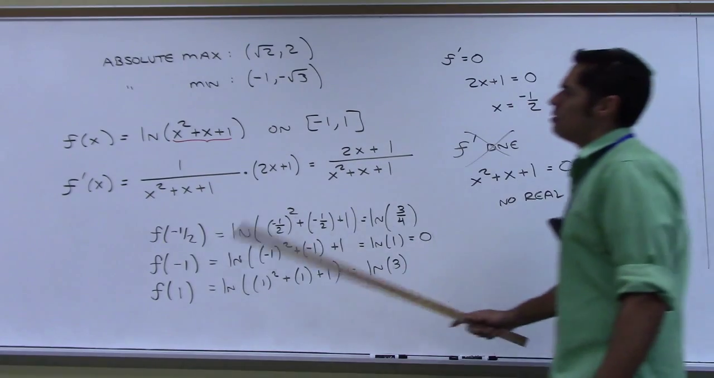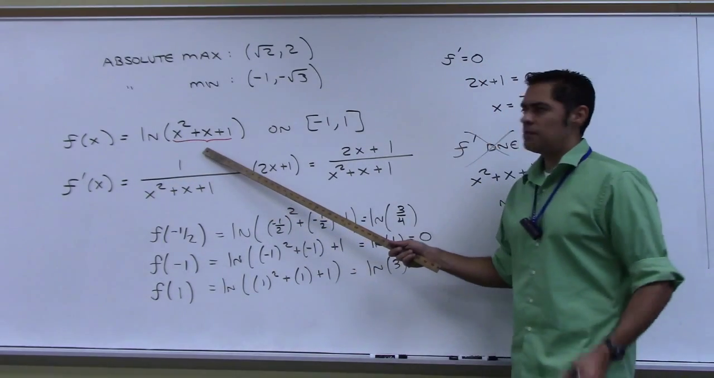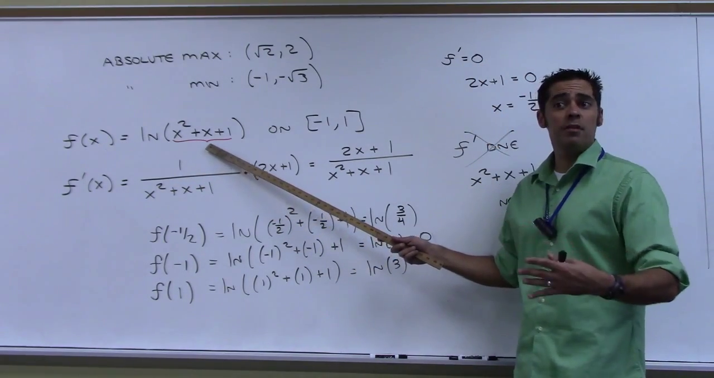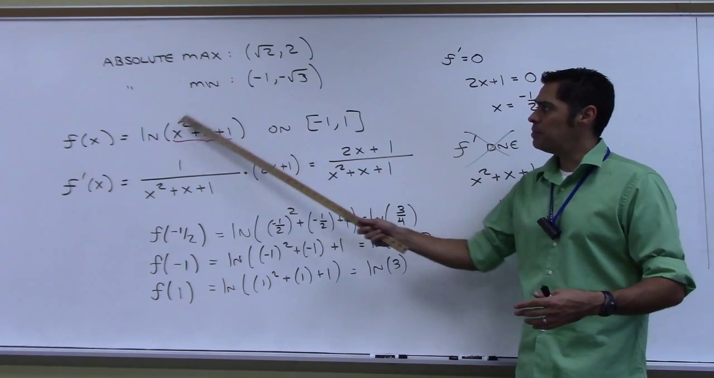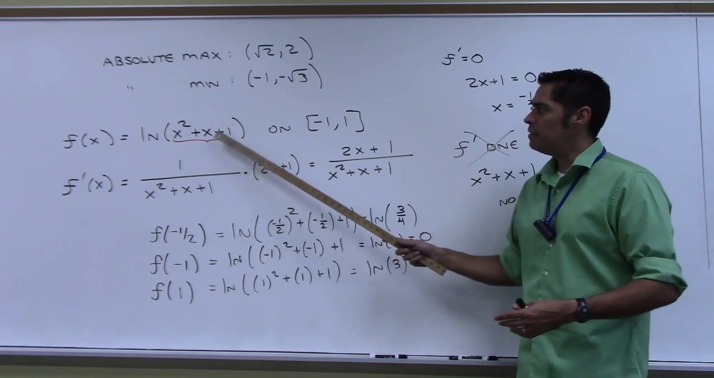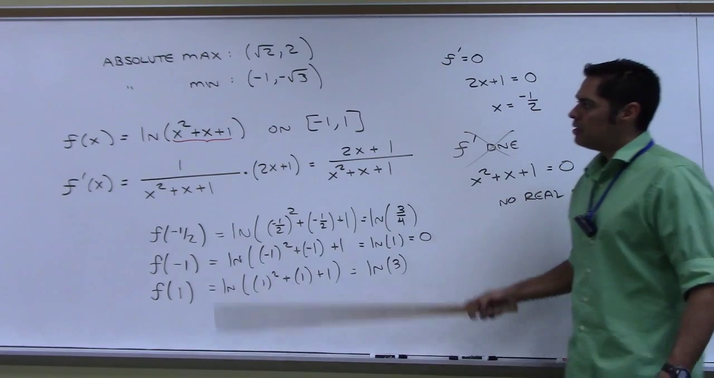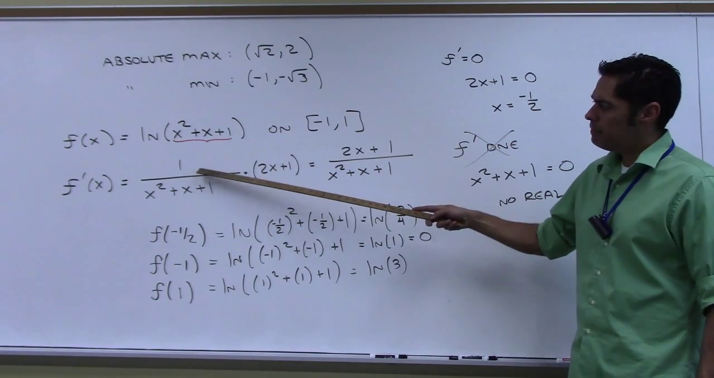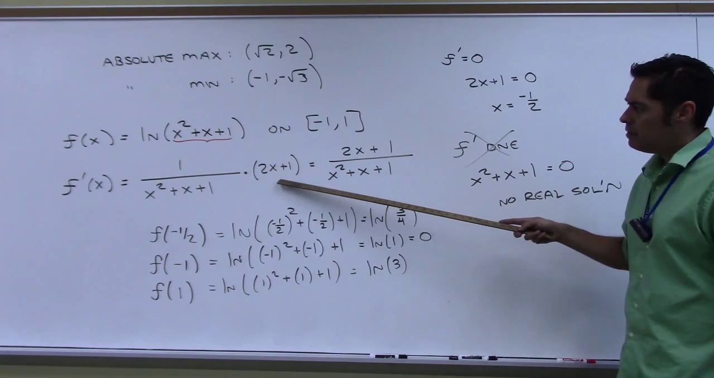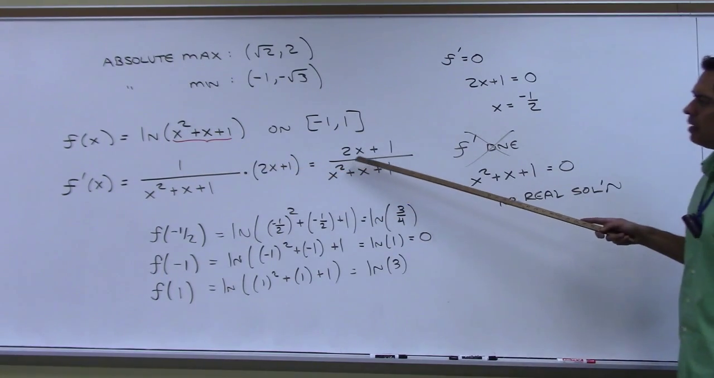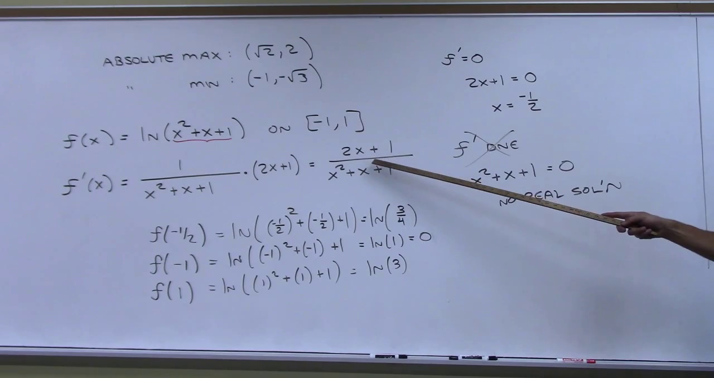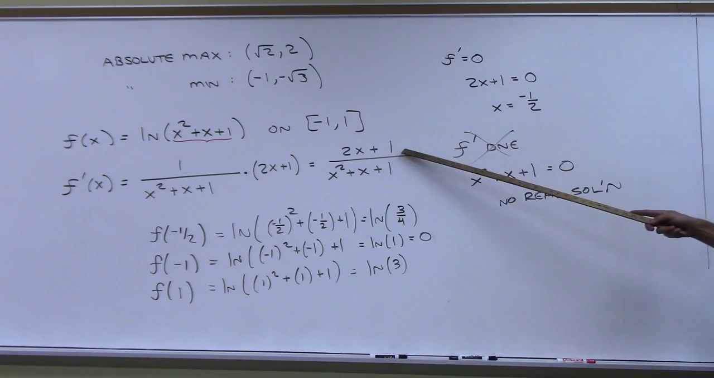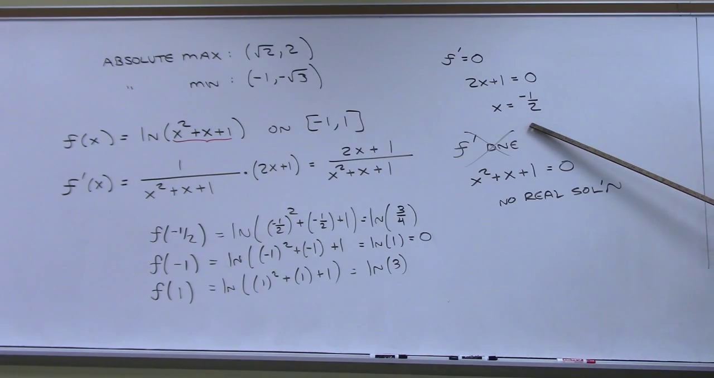All right, so your function is this. We talked just briefly that the domain of this is all real numbers because it's impossible to make this negative. It's always positive. So your domain is everything. You take your derivative. Derivative of natural log of something is 1 over it times derivative of what's inside. Slide this up top. And then we say, OK, when is this derivative 0? Only when the top is 0. Solve, you get negative 1/2.